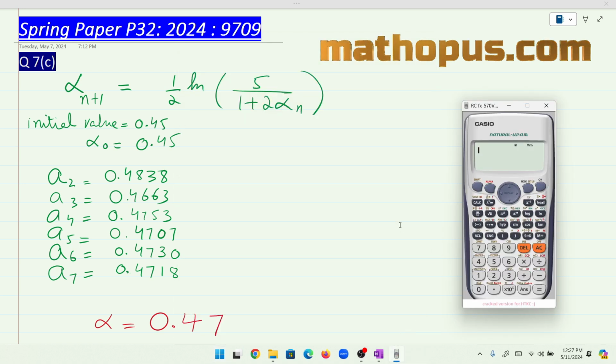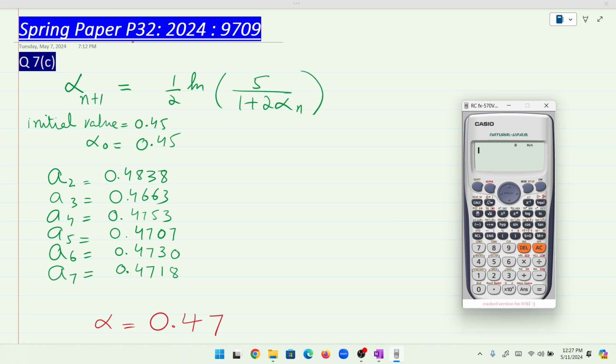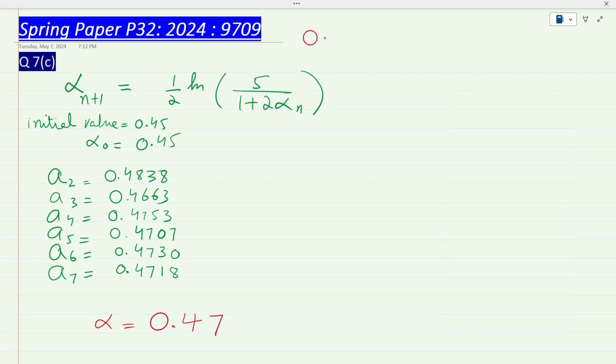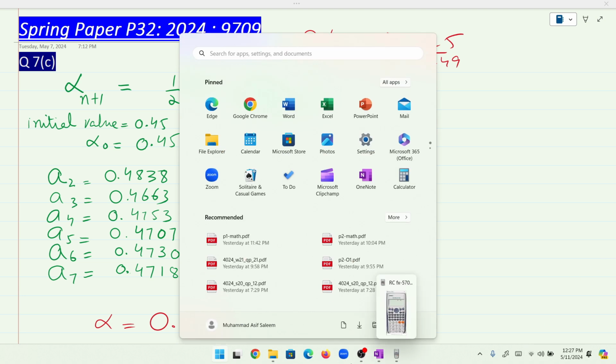Question number 7, C part. In this question, we are not given the initial value, but we do know that the range in which the value of alpha will fall is between 0.4 and 0.5. So we can consider any value between 0.4 and 0.5. We can take 0.41 to 0.49, but not exactly 0.4 and 0.5. So I'm taking the average of 0.4 and 0.5, which is 0.45, as the initial value.